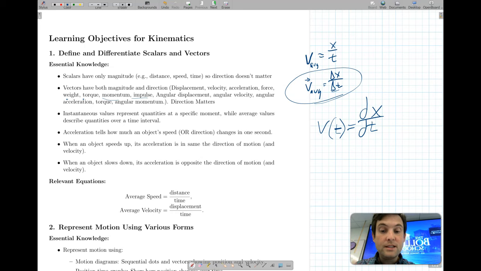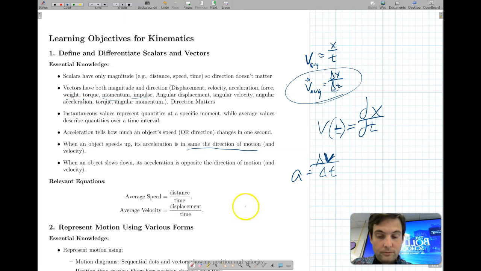Acceleration tells us how much an object's speed or direction changes in 1 second. Emphasis on the direction, because acceleration is a change in velocity over time. If I change the direction of my velocity, I'm still changing my velocity. If I change the speed, I'm changing my velocity. Either one of those would count. It's how much your speed changes every second. When an object speeds up, the acceleration is in the same direction of motion and velocity.